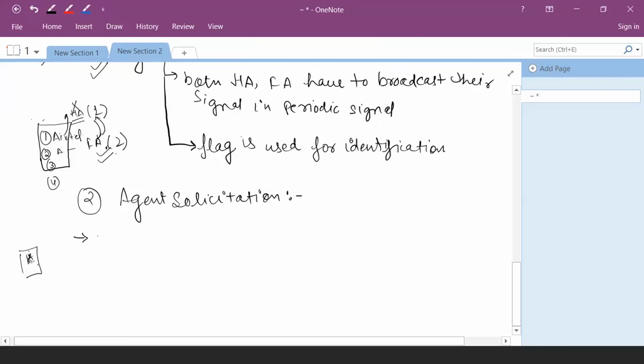You will not get any signal in your mobile phone and your connectivity will be lost totally, zero. You are not able to connect to the internet, you are not able to make calls or use the data services. So this is the category of agent solicitation, in which the foreign agent is not found by the mobile.